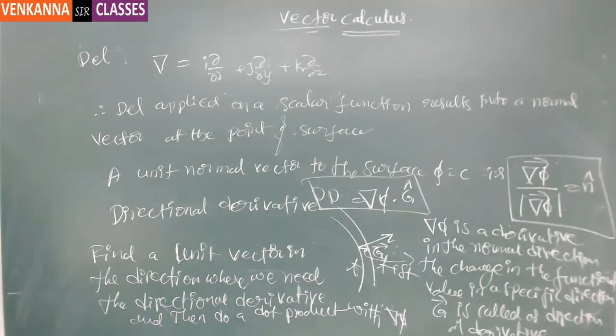So it's not to find a vector in that particular direction. The magnitude of the change, if you want to find it out, you will be doing the directional derivative. Got it? It's not a vector. The dot product will result in a scalar, right? So the magnitude of the functional change in a specific direction.